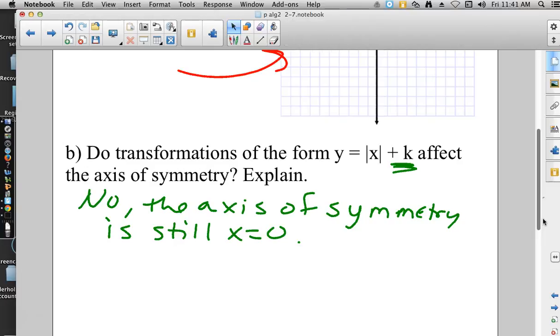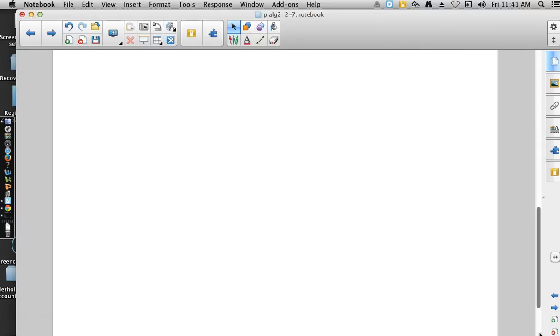I get the feeling they want us to think about that a little bit. So when we moved it up and down, axis of symmetry didn't change. We know what's coming, right and left. Is the axis of symmetry going to change if we move it right and left? Yeah, it's not going to be the y-axis anymore. So they're getting us to start thinking it doesn't make a difference for the axis of symmetry if you move up and down, but it definitely makes a difference if we move it side to side. Our horizontal movements, our x movements.